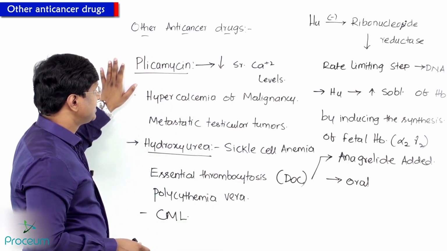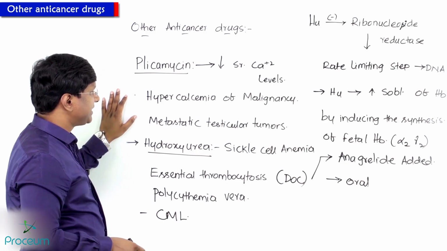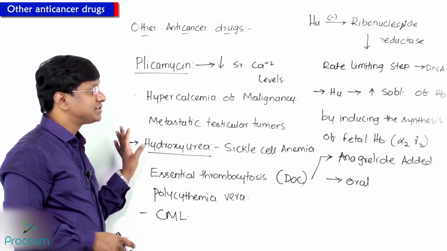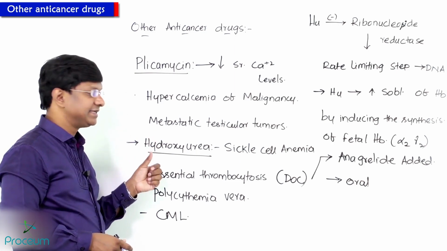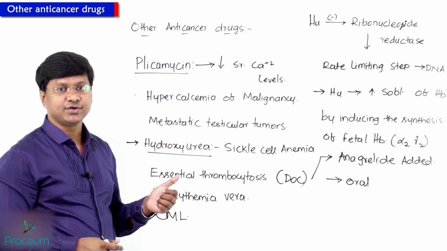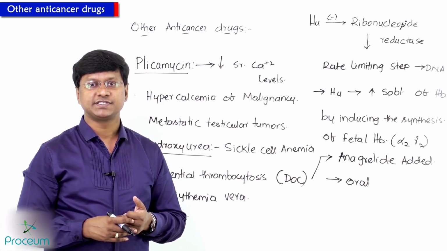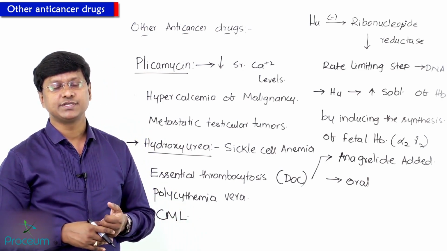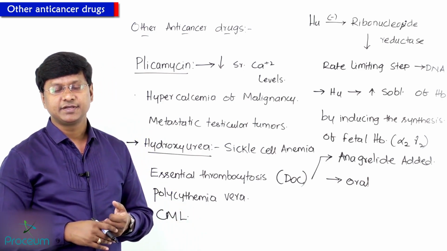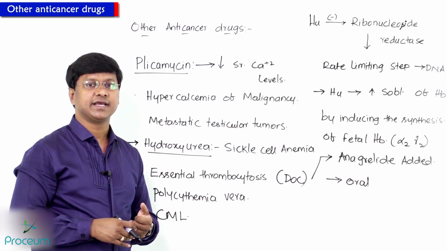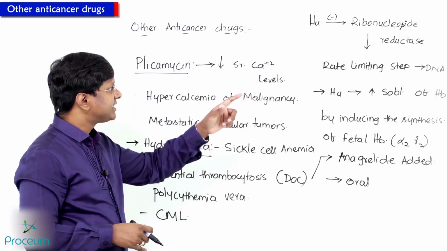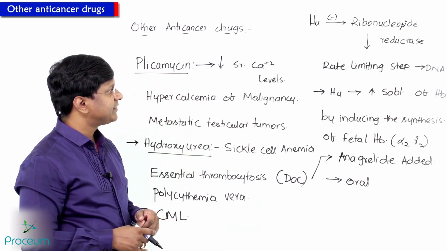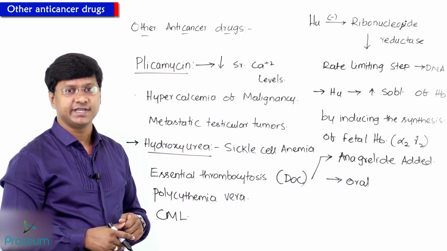So you take these drugs: Plicamycin, used in hypercalcemia of malignancy as well as metastatic testicular tumors, reduces the serum calcium levels in these malignancies. And hydroxyurea is the drug used for sickle cell anemia, essential thrombocytosis and polycythemia vera. It can also be used in chronic myeloid leukemia. Remember, it acts by inhibiting ribonucleoside reductase, the enzyme required for the rate limiting step in DNA synthesis.